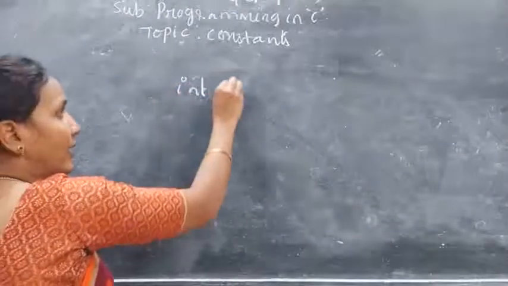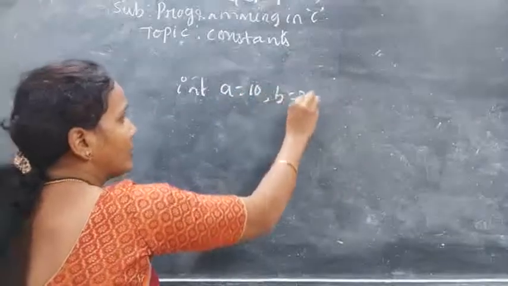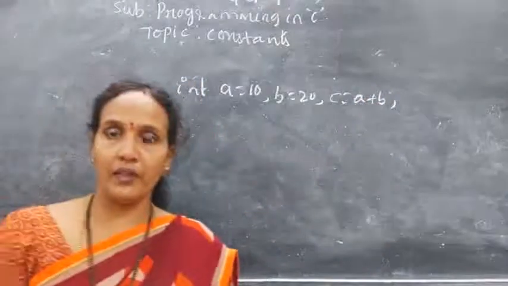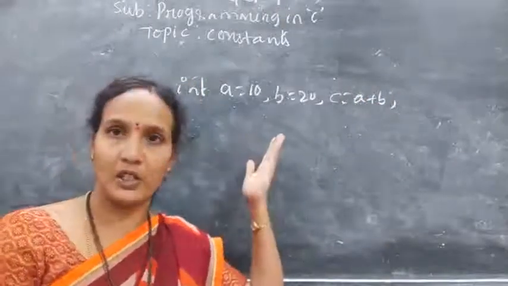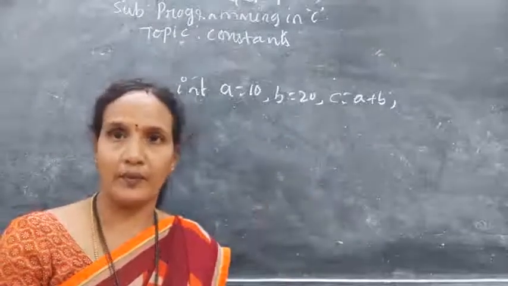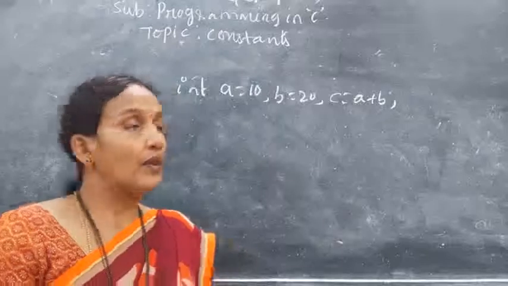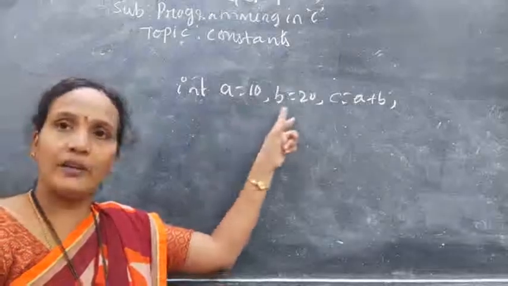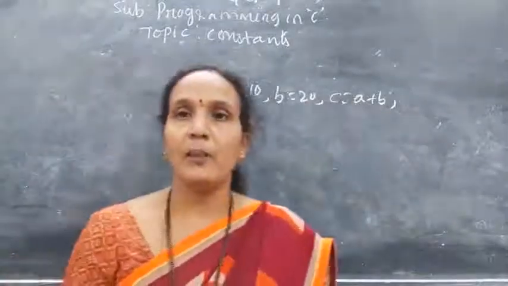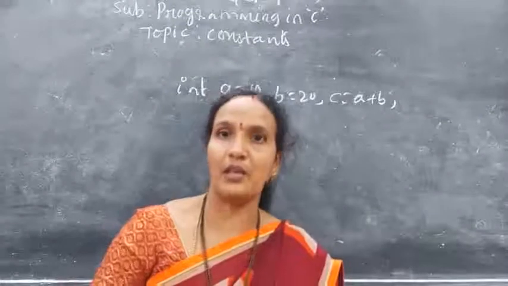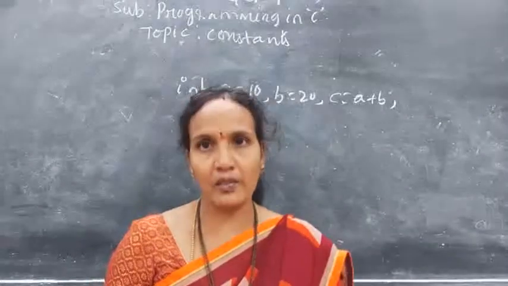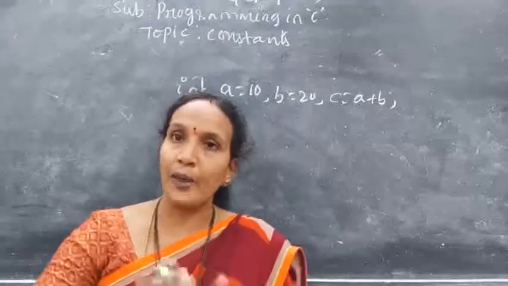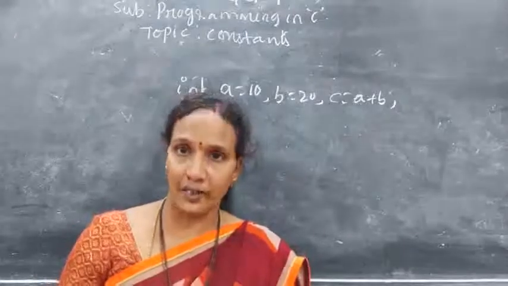So in the case of a constant, see, int A equals 10, B equals 20, C equals A plus B. Now, what is the difference between this statement and the previous one? In the previous one, we only declared the variable, but we don't know its value. But here, at the declaration itself, we know the value of the variable. So A's value is 10, B's value is 20, C's value equals A plus B. If you compile and execute the same program 1000 times, what is the value of A? 10. B's value? 20. C's value? A plus B. Meaning the value of the variable here is not changing.